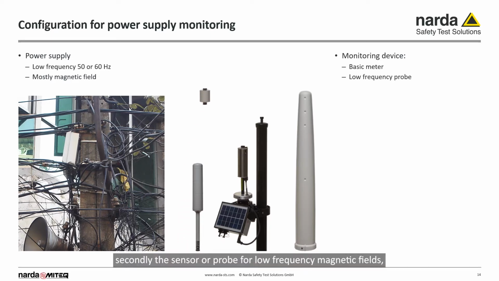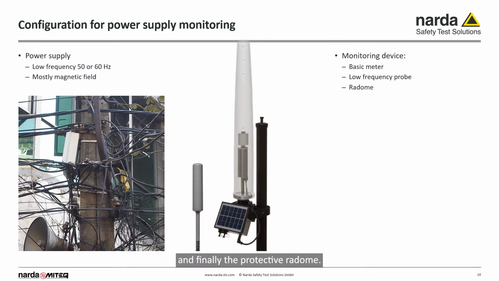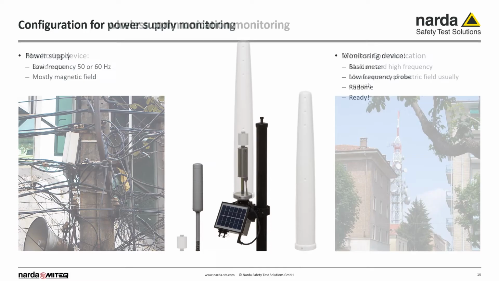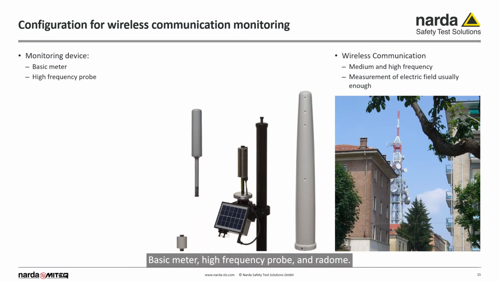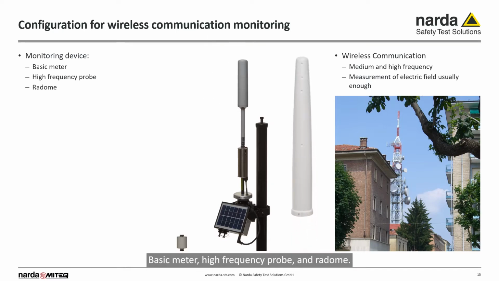Secondly, the sensor or probe for the low-frequency magnetic fields. And finally, the protective radome. That's your area monitor ready. The configuration for wireless communication is similar. Basic meter, high-frequency probe, and radome.